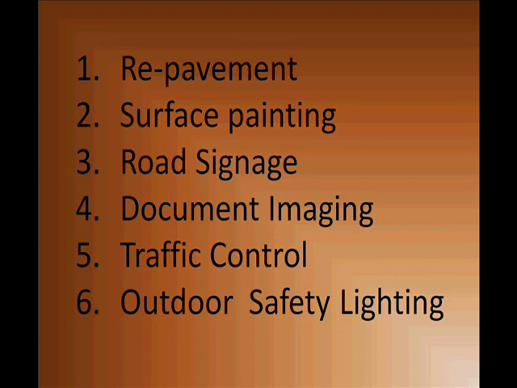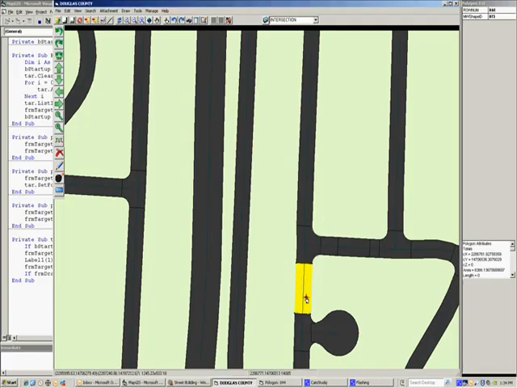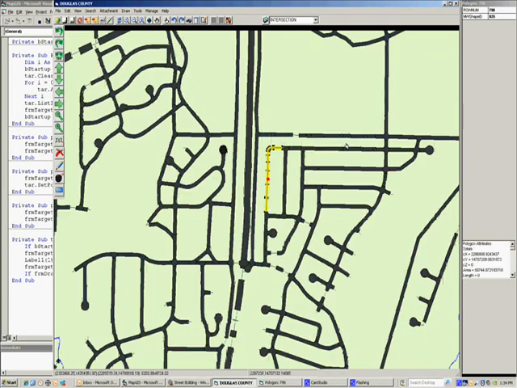5. Traffic control lights. 6. Outdoor lighting and placement and management. 7. Sidewalk maintenance. 8. Manhole and valve vault management. 9. Sewer, power, waterline management. 10. Hydrant and emergency access management and design. 11. Sweeping, sanding, scraping, and salting routes. 12. Traffic flow studies, etc. Literally everything hangs from the road framework, a finite and auditable asset management process.